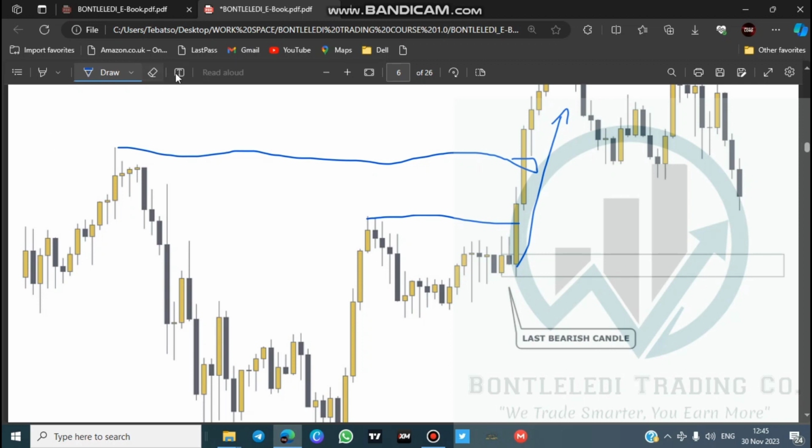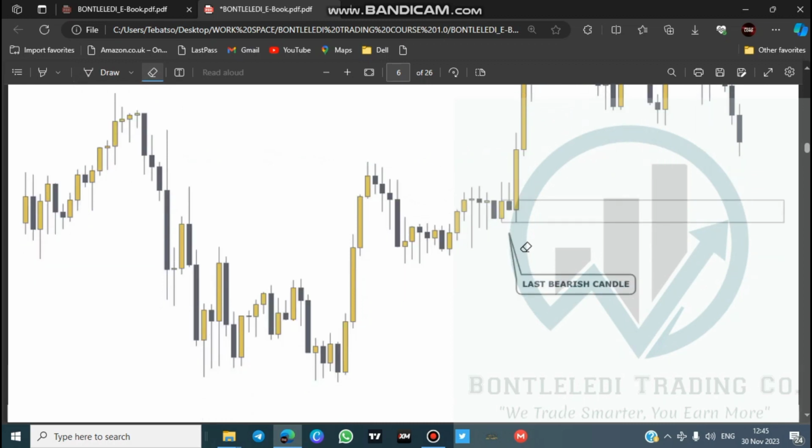So I was explaining to you how you're going to make sure that you mark your order block. This is how you're going to mark your bullish order block. You only mark the last candlestick in the opposite direction.